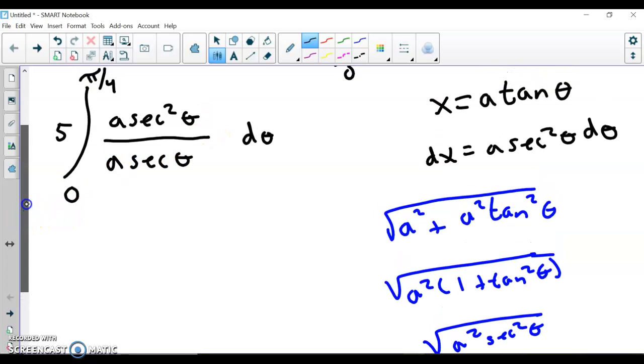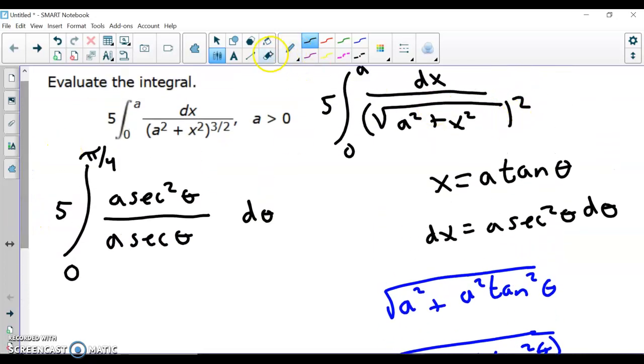Right? Now, we can't forget that it's also, I wrote a 2 there, it's supposed to be a 3. It's also being cubed. So we've got to cube this stuff. So we get a cubed and then secant cubed.